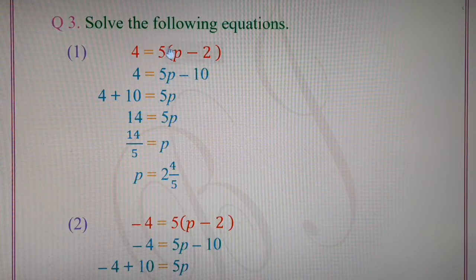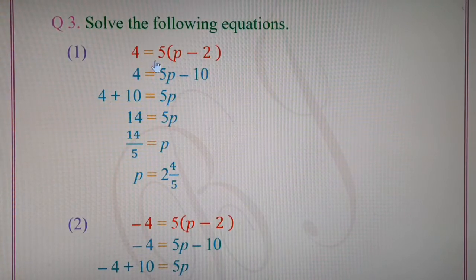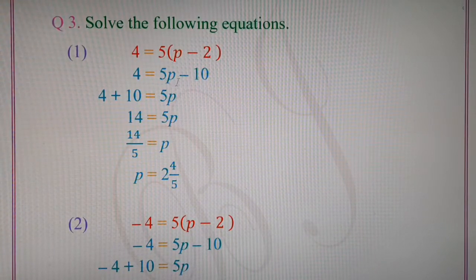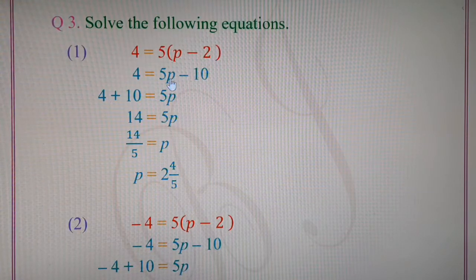So we will get 5 into p, that is 5p, and 5 into 2, our answer will be 10. So 5 2s are 10, we will write here in the next step, and 5 into p will write as 5p, and between both the terms we will write the minus sign. So on the left hand side we copy 4 as it is, and 5p minus 10 we will copy in the right hand side. Now we can solve this further by keeping the alphabet p alone, and minus 10 we will send on the other side.